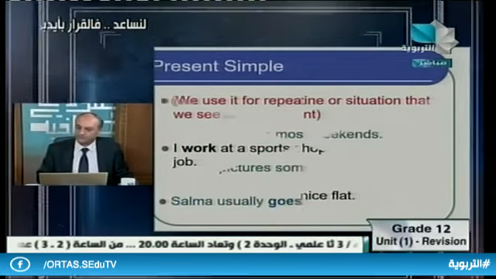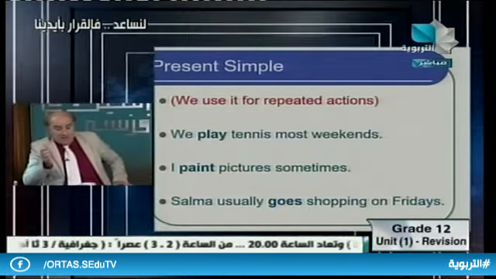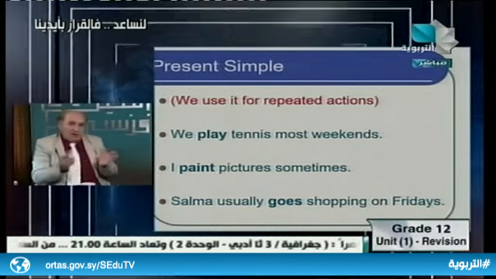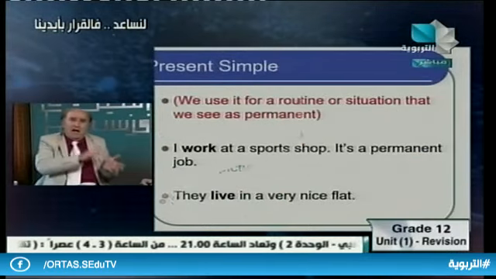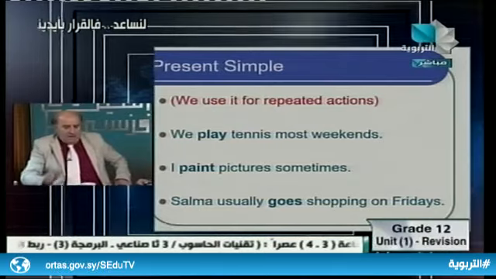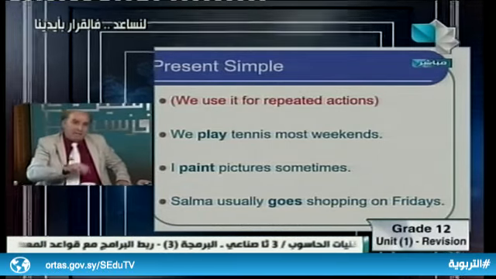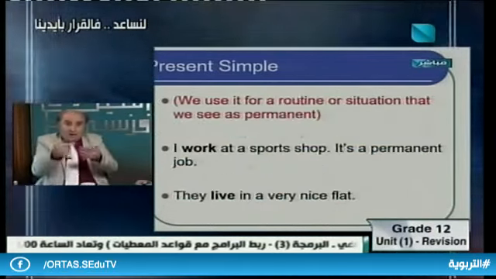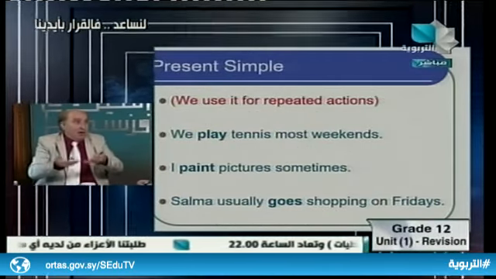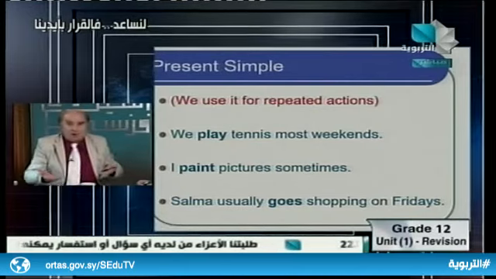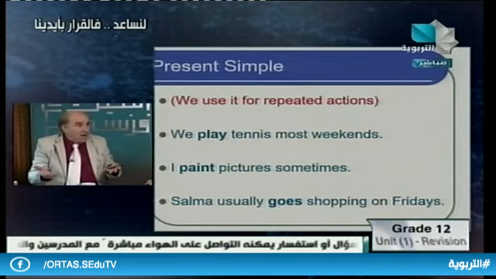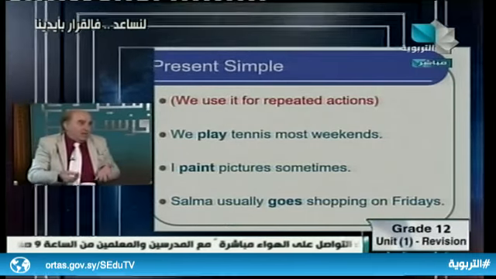Another example, Mr. Bassett here: I paint pictures sometimes, or I sometimes paint pictures. So we can use sometimes after the subject or at the end, no problem here. Also, this is a repeated action, because sometimes I paint. One of my hobbies is painting. So sometimes when I am free and I have free time, then I paint.